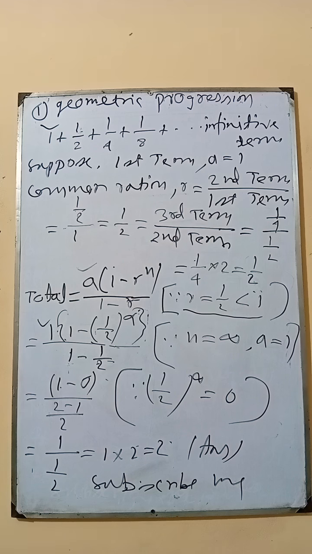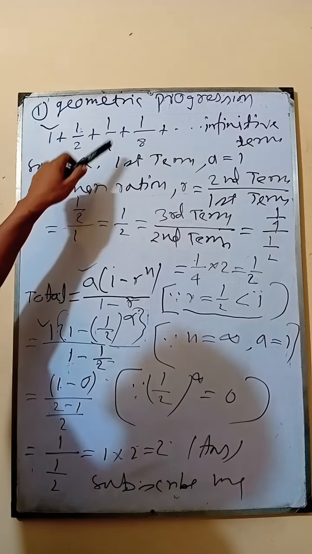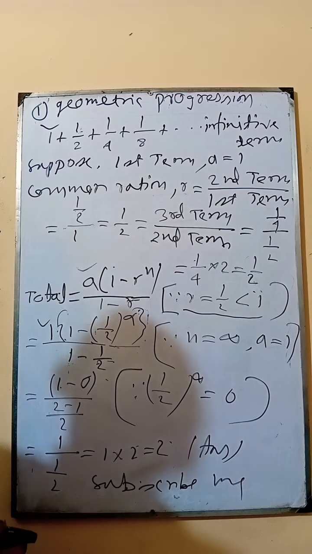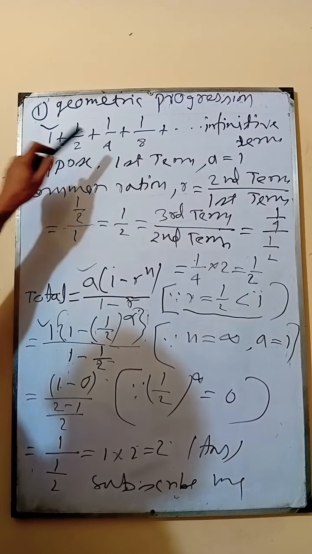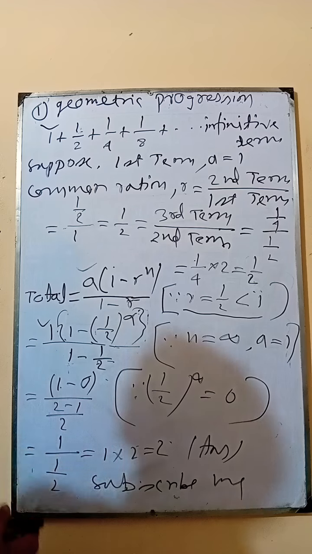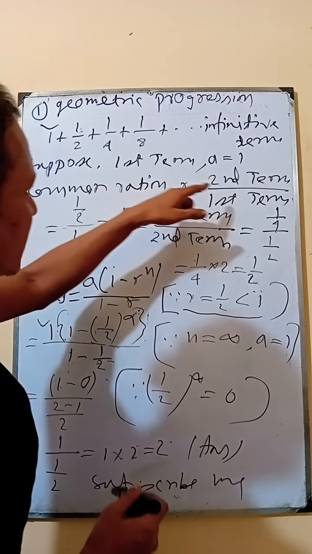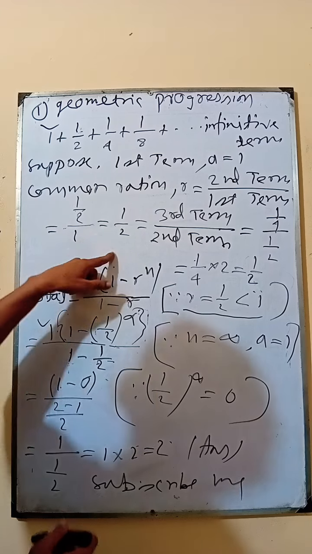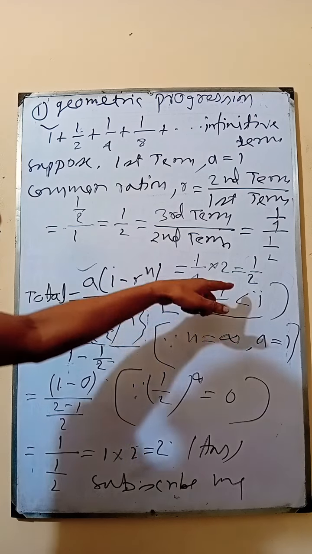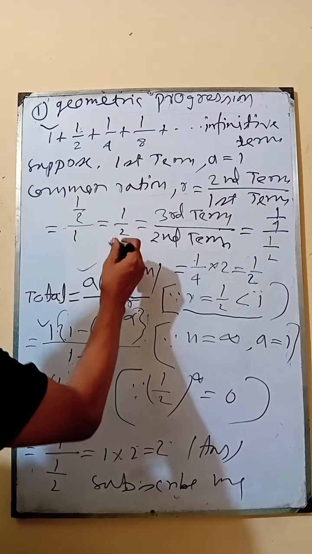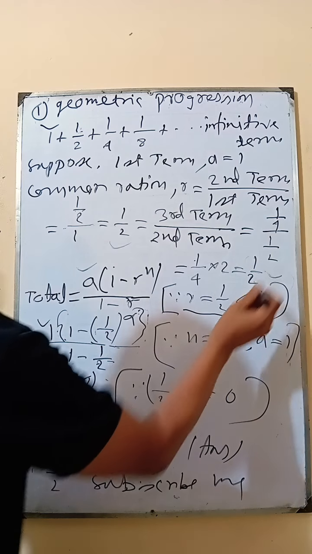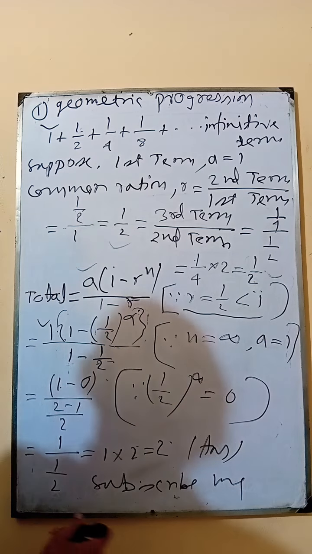It is a geometric progression. Let me analyze this further: 1 plus half plus 1 by 4 plus 1 by 8. First term, second term, third term, fourth term, and infinite terms. Suppose the first term is equal to 1. Common ratio r is the second term by the first term, which is half, and the third term by the second term, which is half. So the common ratio r is always half, and 1 by 8 divided by 1 by 4 is half.